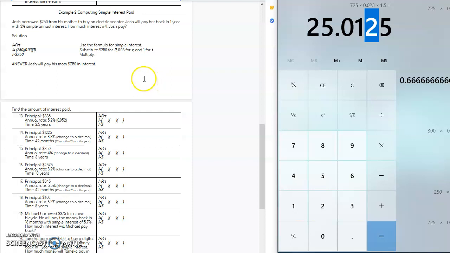So this is money you've borrowed and you have to pay that money back plus interest. So it's calculated using the same formula, but remember this is money that you owe. So I'm going to clear the calculator and let's look at example number 2.